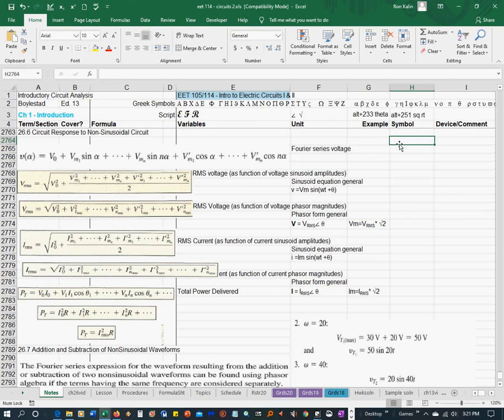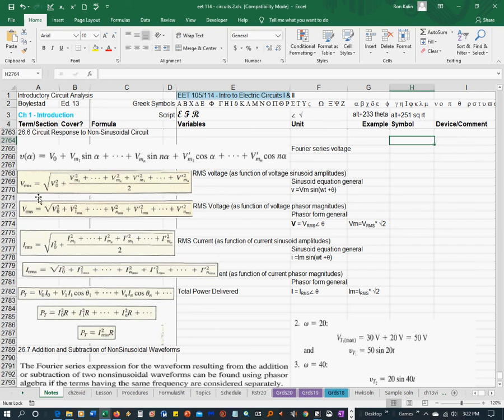EET 114, Chapter 26, the circuit responds to a non-sinusoidal circuit. So here we have a Fourier series voltage, okay? And it was the same form that we were talking about before. To get the RMS voltage as a function of the voltage sinusoid amplitudes, which would be the V sub m's in front of the sines and cosines.